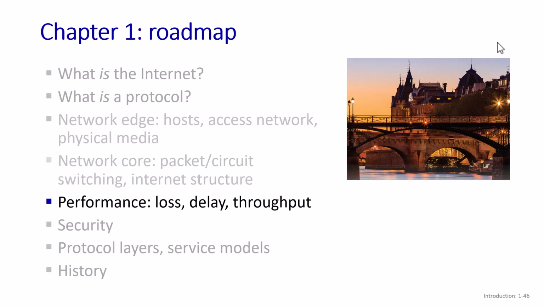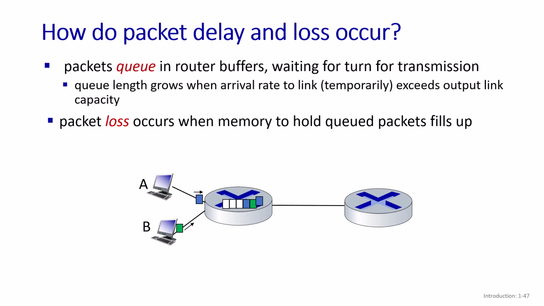Now we are going to talk about performance related issues in networks, such as loss, delay, and throughput. So how do packet delay and packet loss occur? Well, the packets queue in router buffers waiting for their turn for transmission. Now the queue length grows when the arrival rate to the link temporarily exceeds the output link capacity.